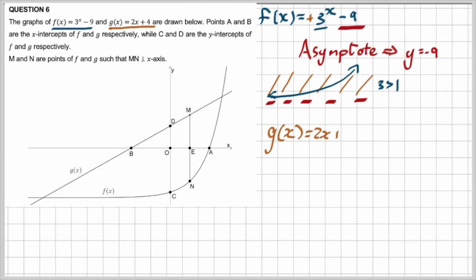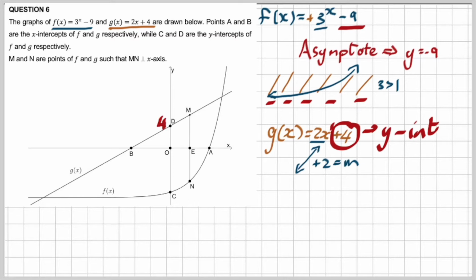Now let's look at g of x. g of x is a straight line, as you can see in the graph, but also because it has the highest power of 1. I know that the y-intercept is at 4, and it has a positive gradient. That is very important, and although we're not going to use it that much in the graph, it's good for practice for yourself. Next up, we can look at all the things on the graph, but let's go and answer some questions.